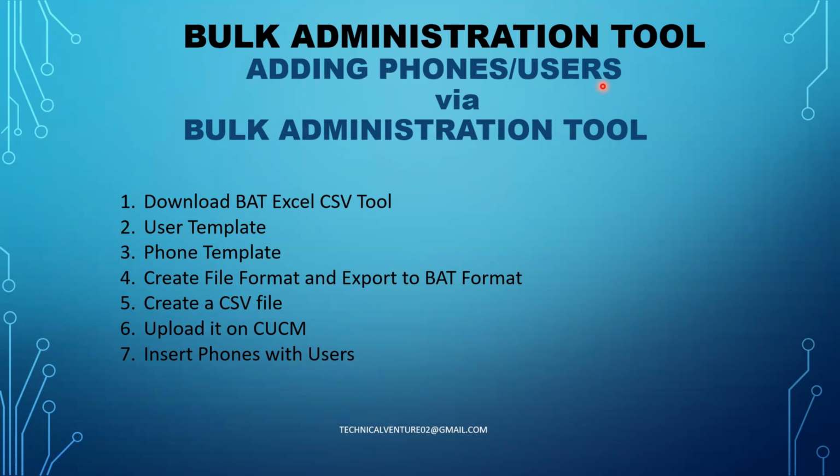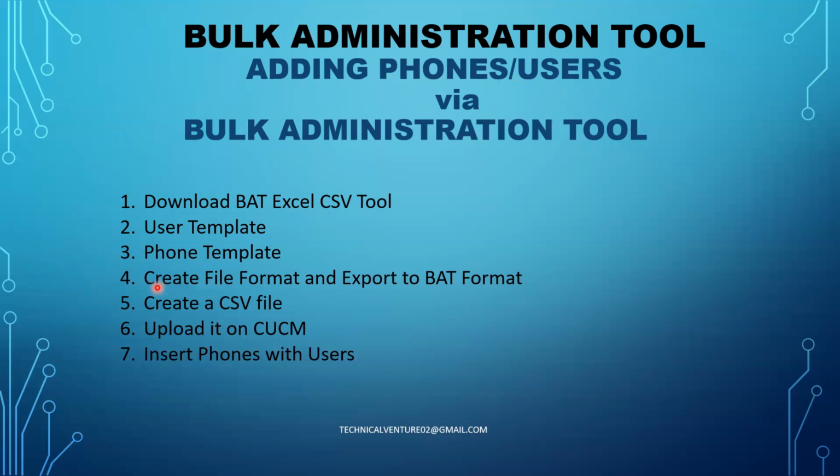So what you need to do for adding these phones and users in one file? First, you need to download the BAT Excel CSV tool from the CUCM. I'll show you on the CUCM as well how you can download it. Then you need to create user templates as well as phone templates, both templates, because we are going to add phones and users at the same time.